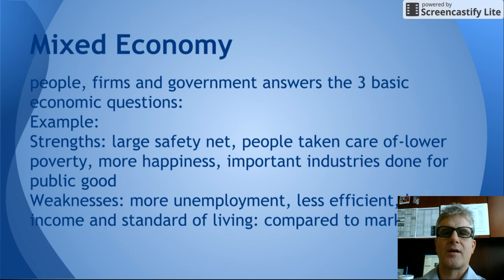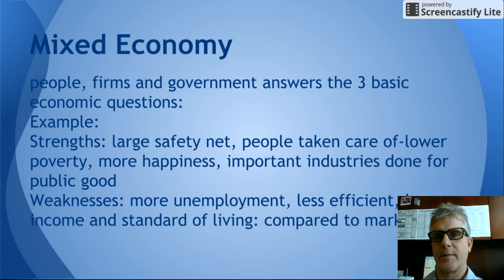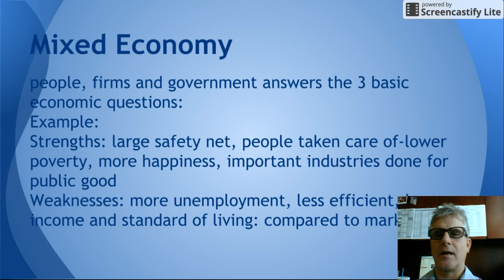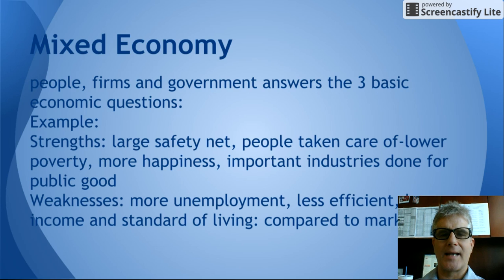Now, the mixed economy is a combination of the three, where people and firms and government, sometimes traditions, will answer the three basic economic questions. Most of the first world, that would be Europe and Canada and Australia and the United States, are really mixed economies because there's some capitalism, some command, some traditions in our economy. Strengths of this is there's a safety net. People take care of the lower classes, and there's less poverty.